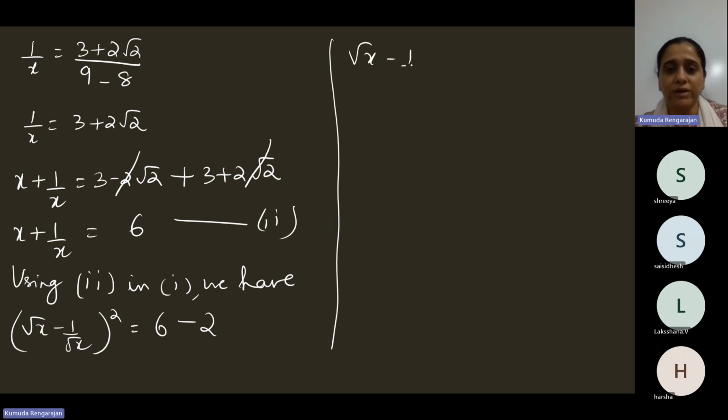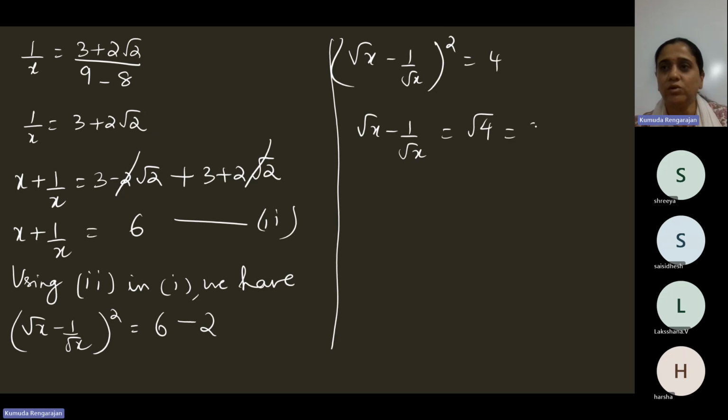Root x minus 1 by root x the whole square is equal to 4. So root x minus 1 by root x is equal to the square root of 4, which is 2.